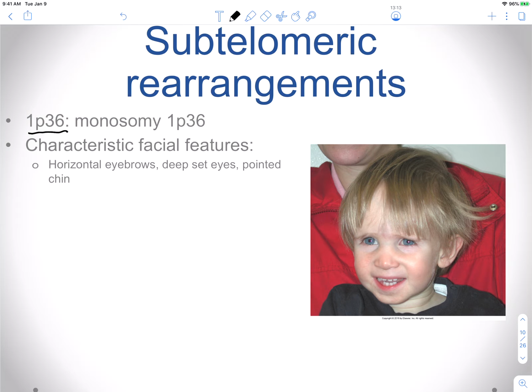distinct facial features with respect to this deletion. You have horizontal eyebrows, deep set eyes, the pointy chin. It's the most common deletion of chromosomes, so this is the most common. It can lead to severe intellectual disability, seizures, hearing impairment, as well as heart defects.